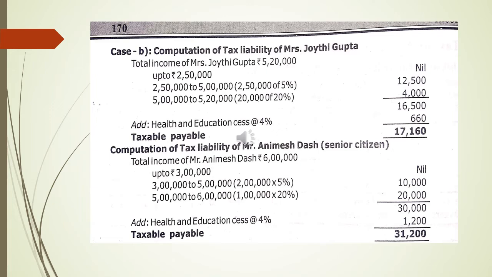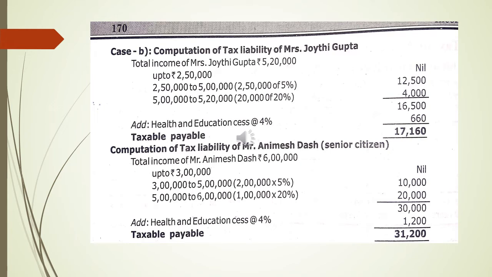Now out of his total income 6 lakhs, up to 5 lakhs you have already charged. Now the remaining, how much is left? Only 1 lakh is left. So on that 1 lakh, 20% we have to charge. So 20% comes to 20,000. So total it becomes 30,000.